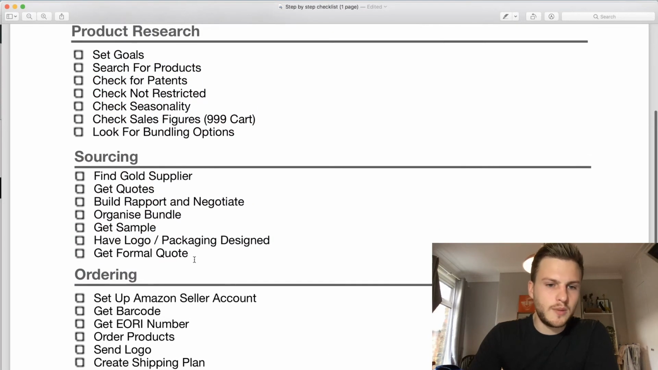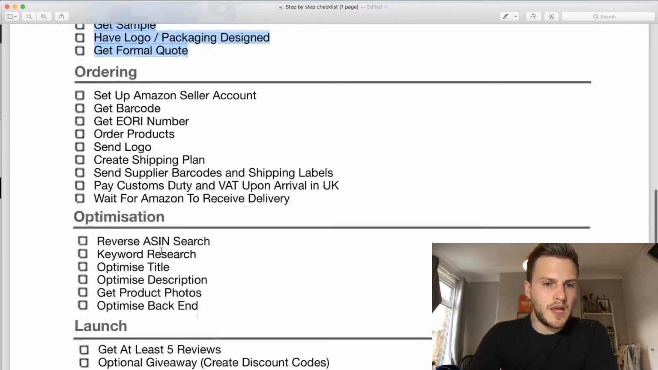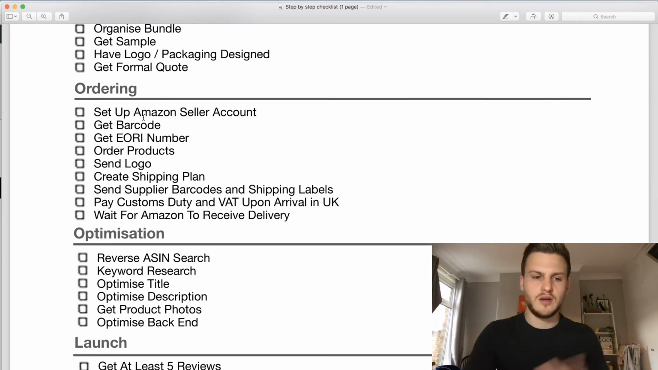What you'll probably do is, these two will go together. They'll be kind of merged into one section. Your ordering, again, you won't need to do a lot of this stuff. You'll have to get your barcode, which will be nice and easy. ERI you won't need. Logo, you might already have it. Shipping plan will take a fraction of the time. So all of this stuff will kind of be merged into one once you've done it once.